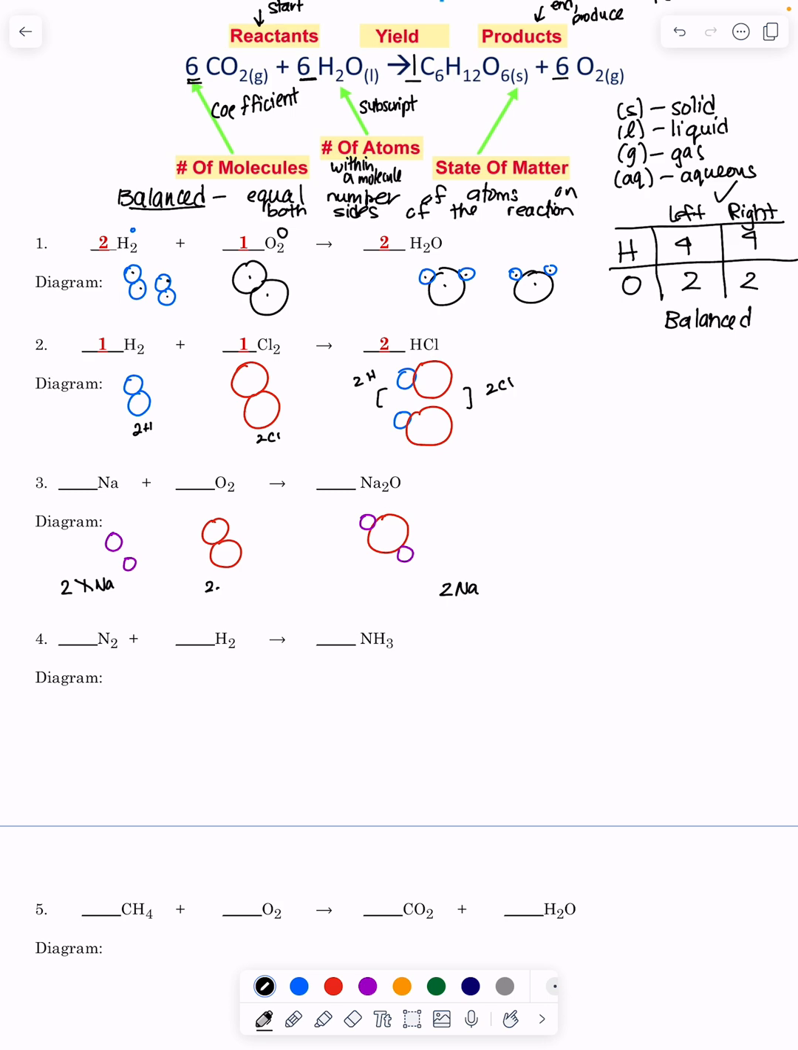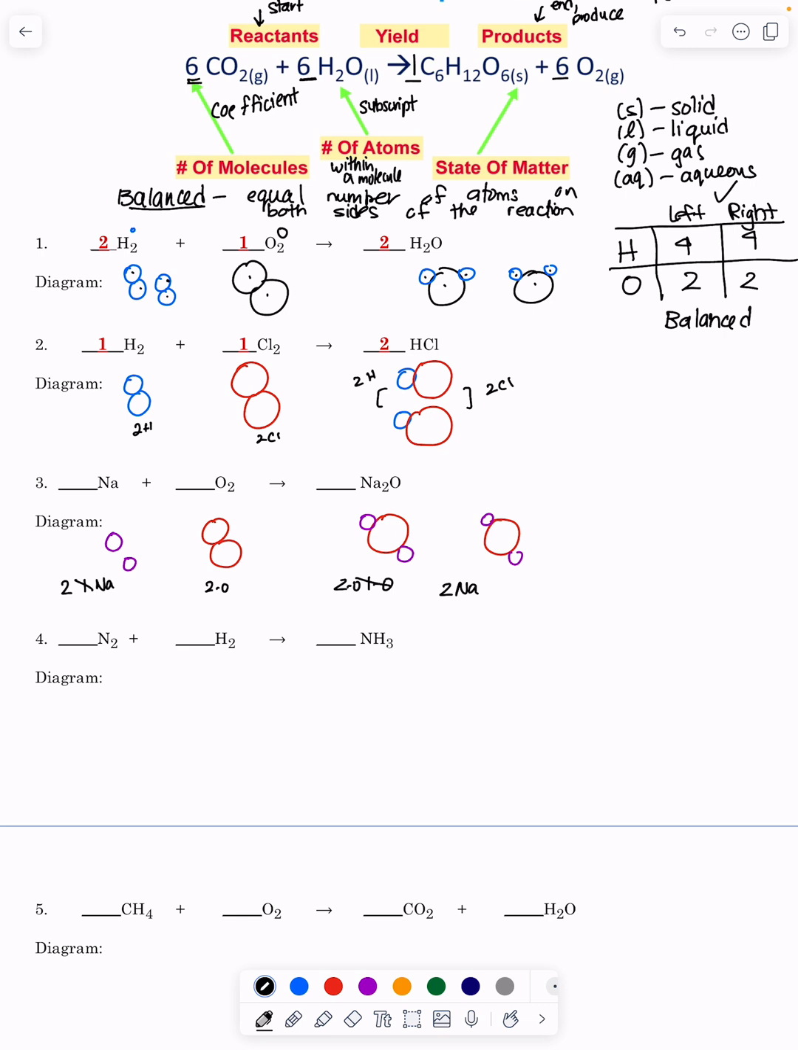Well, I have two O's on the left side of the reaction arrow, but I only have one O on this side. In order for me to get more O's on the right side, I can't just add an O, because I don't have anything in the chemical equation that just has an O. I need to add an O with two NAs. This is how I'm balancing. I have to add to the side that's lacking. And so now I have two oxygens on the right, and I'm good here.